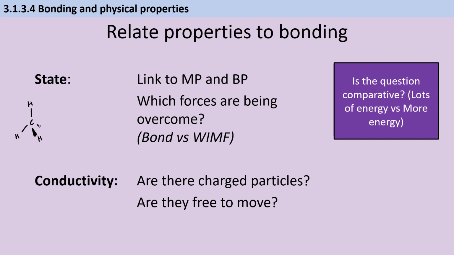So if I have 2 methane molecules here, and I'm looking at why does methane have such a low boiling point, it's because this weak intermolecular force is being overcome. It's not the strong covalent bonds inside the molecule that are breaking.